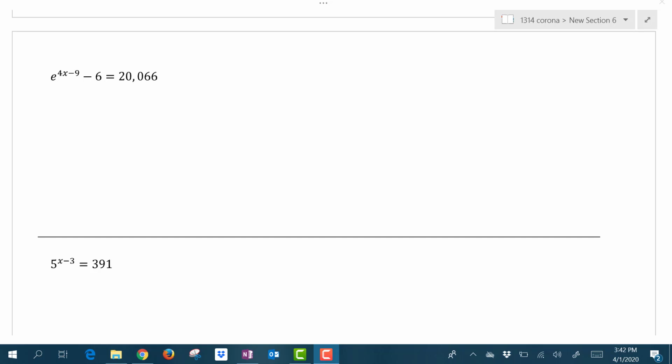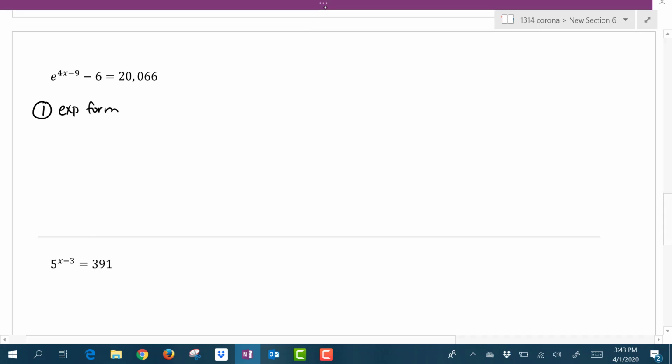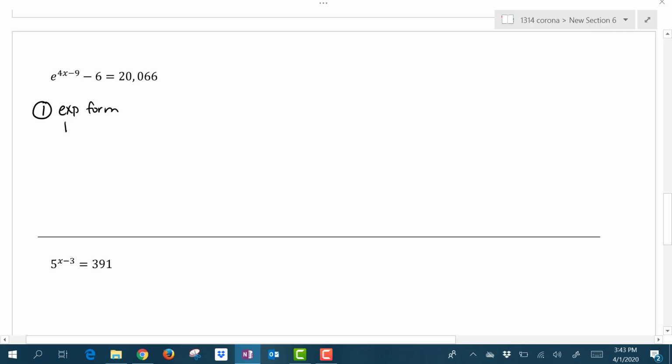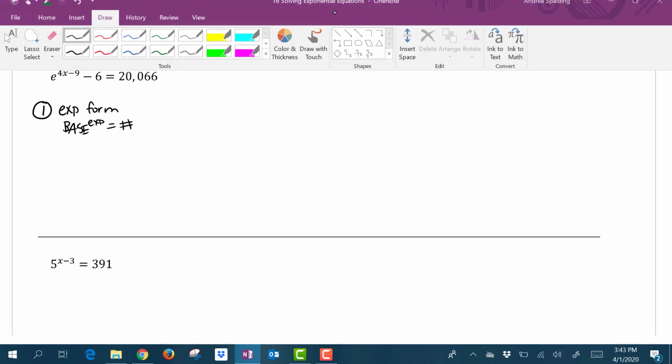Alright, let's look at some more examples of solving exponential equations. We said that the first step for solving an exponential equation is to put the equation in exponential form. So we want to identify what's the base, what's the exponent, and have it equal to a single number on the other side. One base, one exponent on that base is equal to a number on the other side.